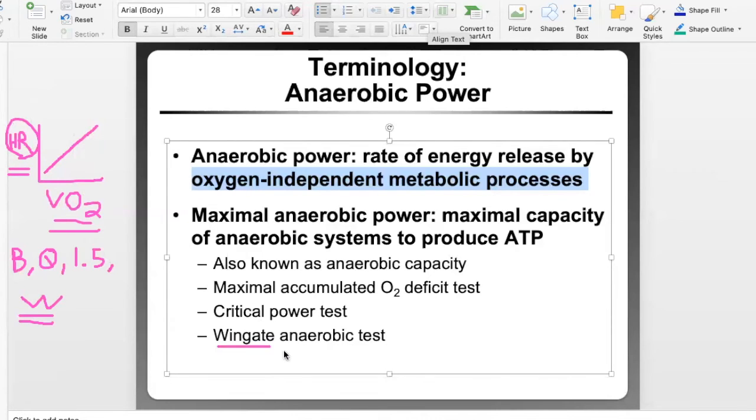We don't do the Wingate anaerobic test in our lab, but we do the VO2 max test. So, any questions so far?